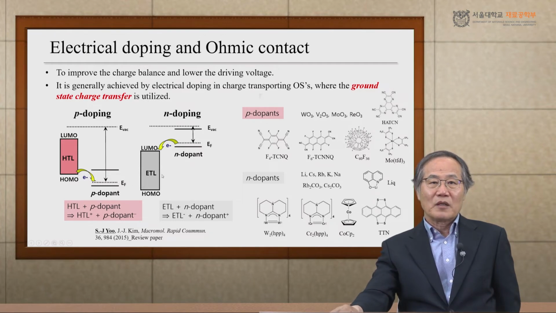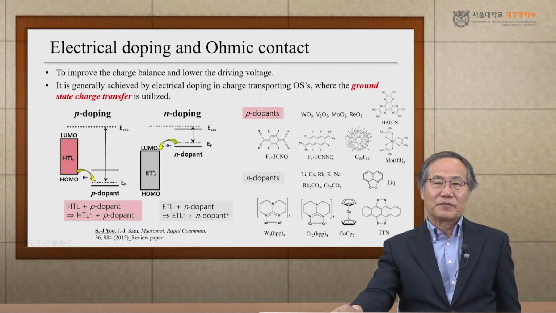For n-doping, it is reversed, and the Fermi level of the n-dopant must be higher than the LUMO level of the ETL, so that the electron can be transferred from the dopant to the LUMO to form a negative ion. So this is electron injection, electron formation here. We call it a negative polaron, or electron, or the negative ion of molecules.